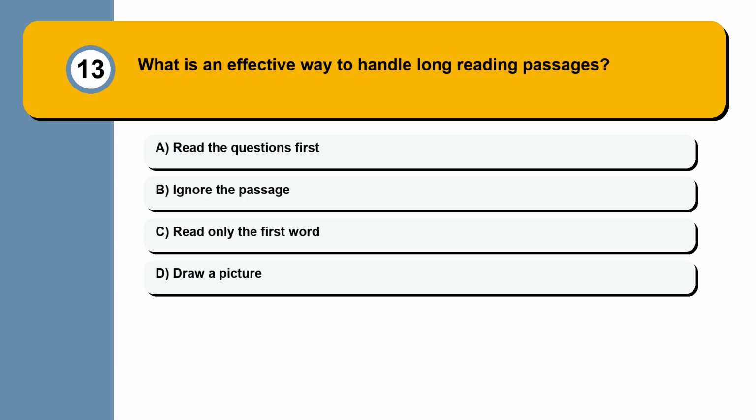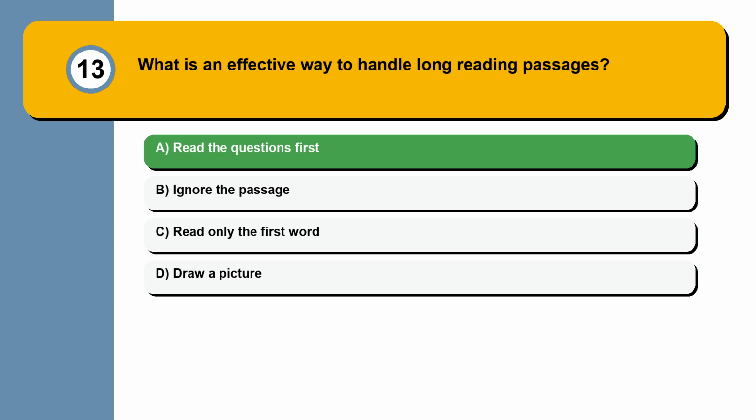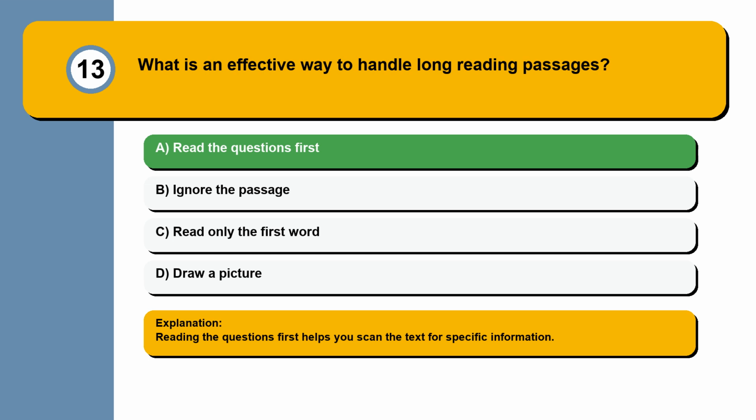Question 13. What is an effective way to handle long reading passages? Read the questions first. Ignore the passage. Read only the first word. Draw a picture. Reading the questions first helps you scan the text for specific information.